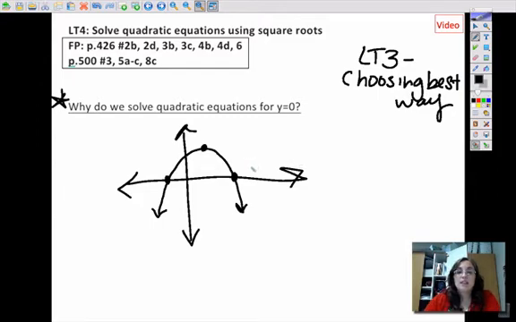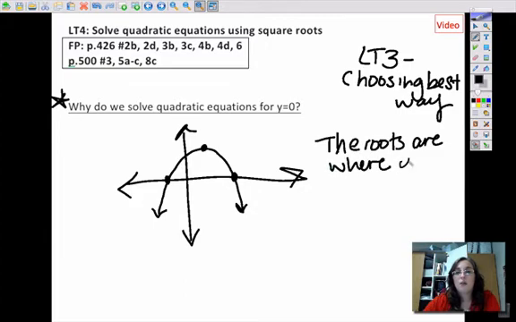And in every case for a parabola, the 2 roots are where y equals 0. So in this case, these 2 spots are where y equals 0. These are the 2 only places, the roots are the 2 only places on the graph where y is equal to 0. Okay, so that's why we're going to start solving quadratic equations for y equal to 0.